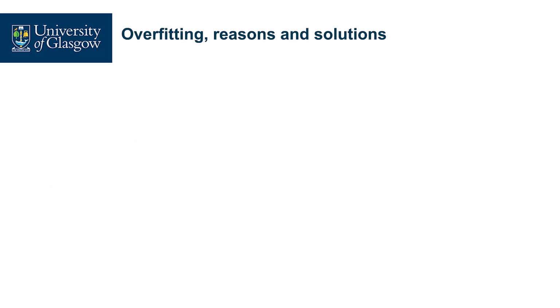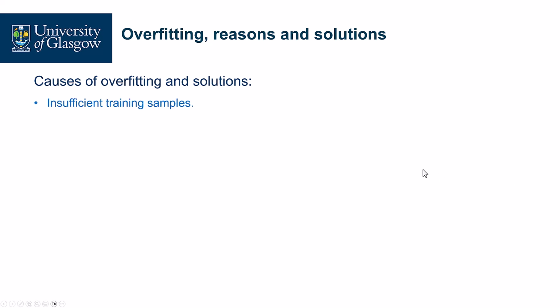Now we can see overfitting, the reasons and the solutions. Again, the reasons come from the data itself and the training process. Let's see the data itself first. First, we can have insufficient training samples: small training data but a complex model. This always causes overfitting. So we need to gather more samples, and this can somehow remove the overfitting.